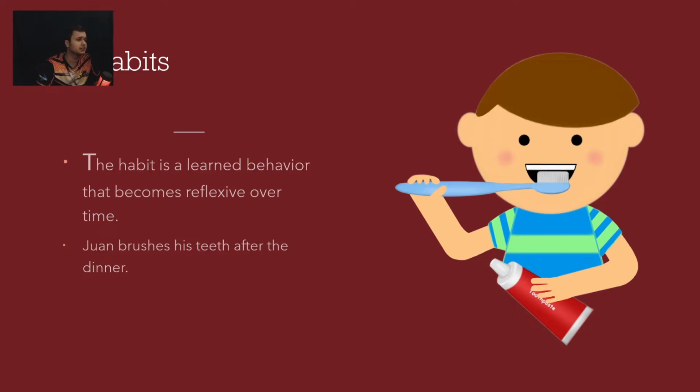For example, we can say that Juan brushes his teeth after dinner. Maybe this is something that Juan turned into a habit because he does it with so much frequency that it is automatic. He doesn't even realize that after dinner he must go to brush his teeth.